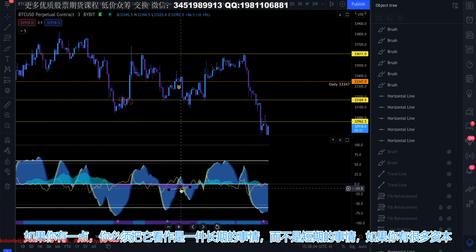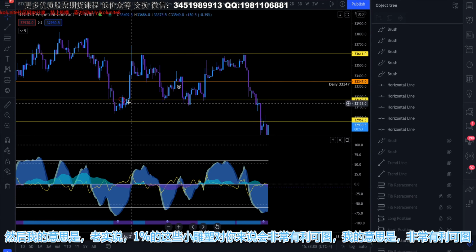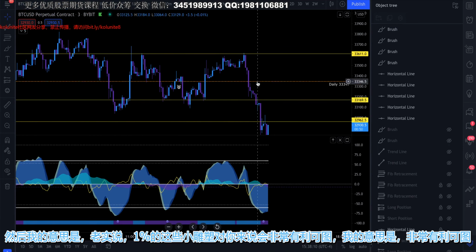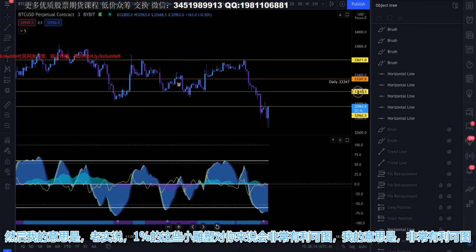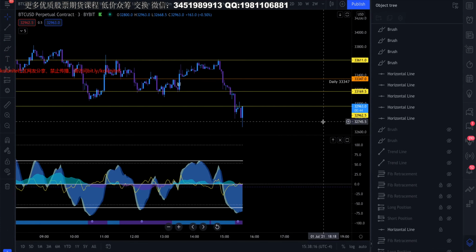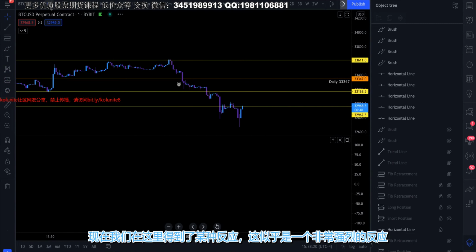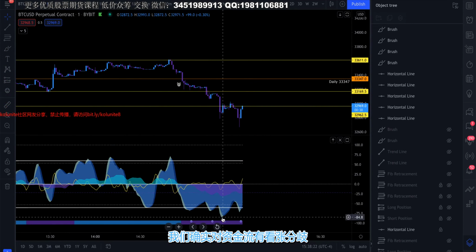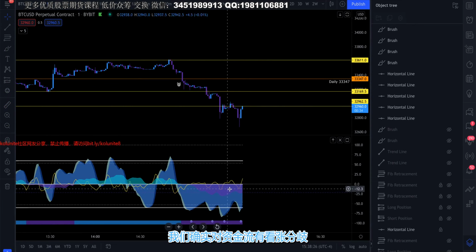And if you have a lot of capital, you know, hundreds of thousands or millions of dollars to invest, then honestly, that 1%, these little scalp trades are going to be extremely profitable for you. I mean, extremely profitable. Right now, we're getting some kind of a reaction here. This is a very strong reaction, it seems. We do have the bullish divergence on the money flow.